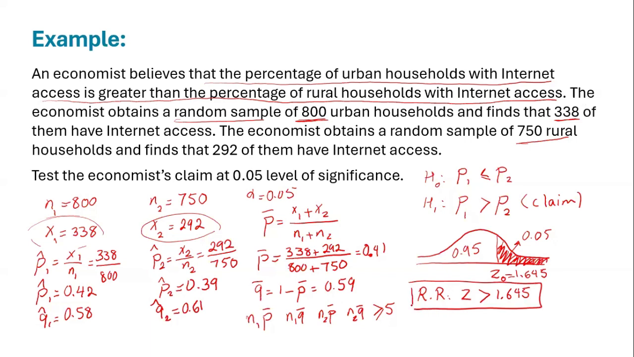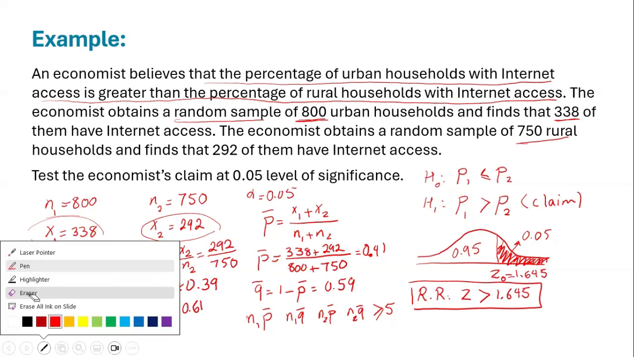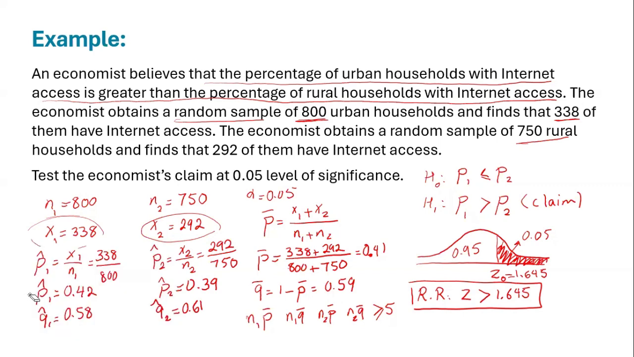After finding the rejection region, I need to write the formula and plug in numbers. So I need to erase some part of the board to have more space. Let's see, what can I do? So just write P bar, which is 0.41, and Q bar, which is 0.59. Now I can erase these parts.